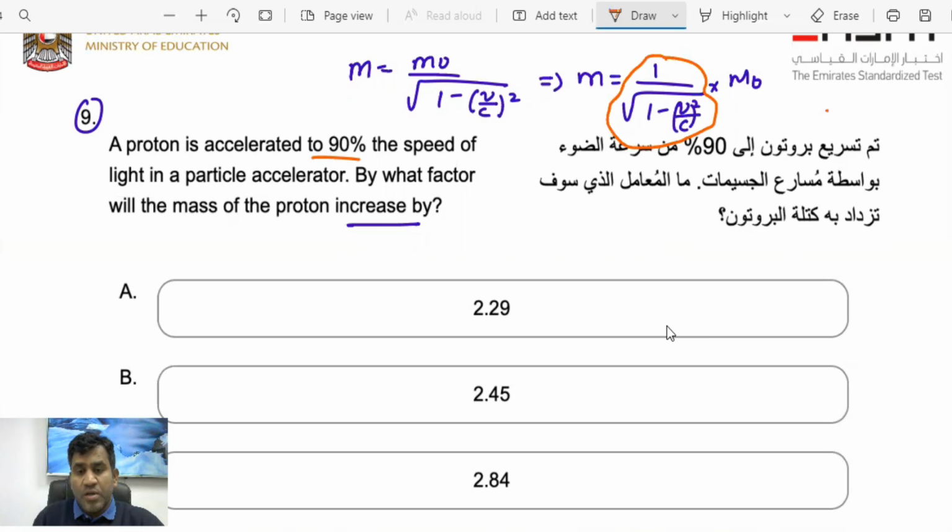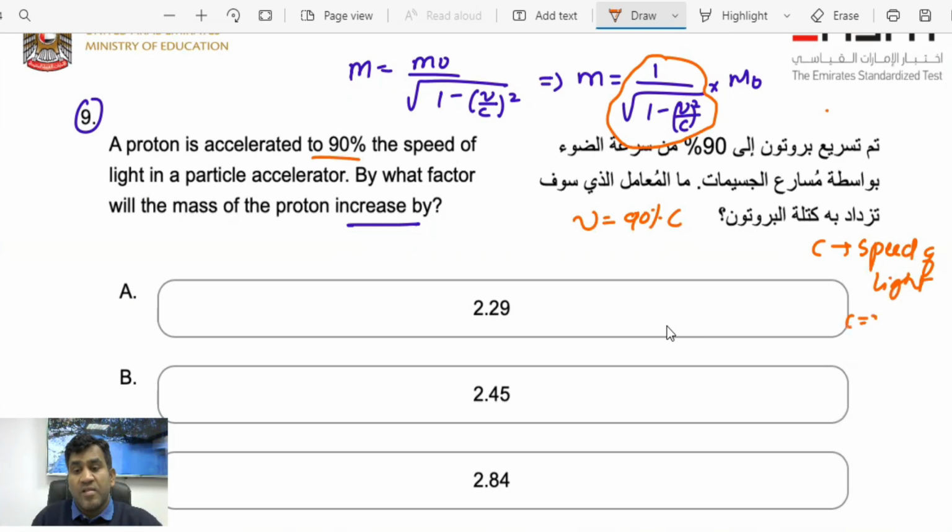As they have mentioned, v can be written as 90% of the speed of light. So I can write it as 90% of c, because c represents the speed of light. Its value is 3 into 10 to the power 8 meter per second. It's a constant, it will be given to us. This 90% we can also convert to 0.9 times c, because while converting percentage into number, we divide by 100.